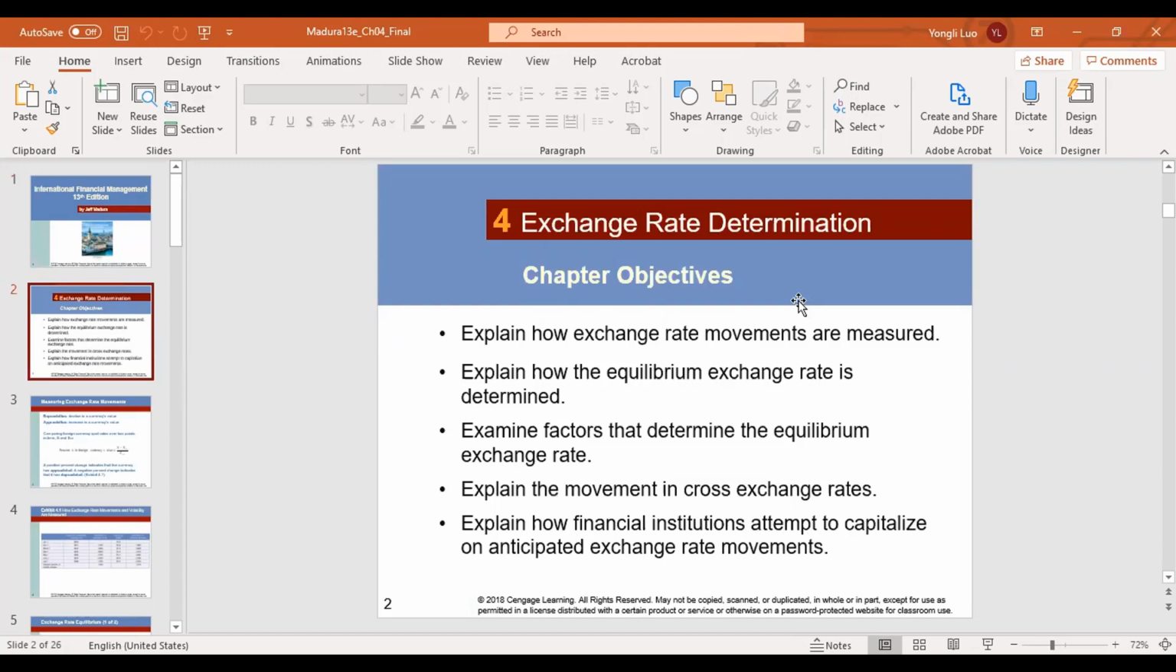The learning objectives include: 1. Explain how exchange rate movements are measured. 2. Explain how the equilibrium exchange rate is determined. 3. Examine factors that determine the equilibrium exchange rate. 4. Explain the movement in cross exchange rates. 5. Explain how financial institutions attempt to capitalize on anticipated exchange rate movements.